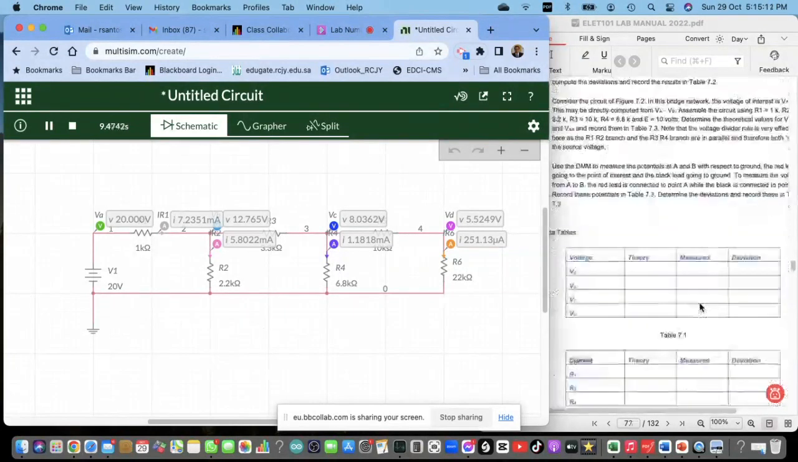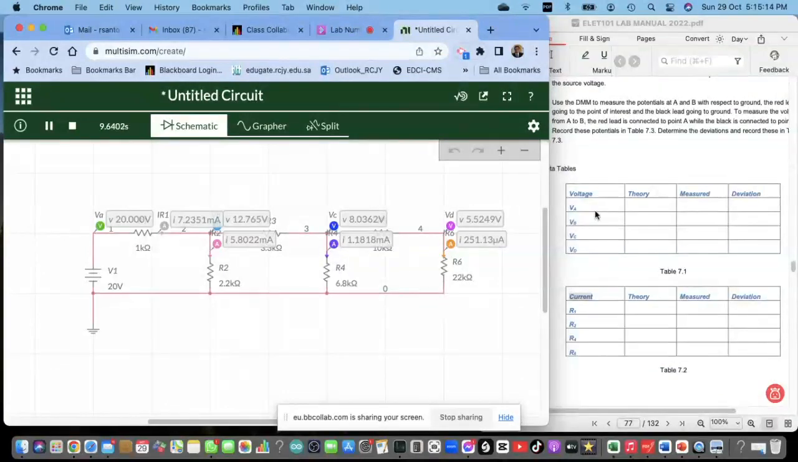All right, in your table, as you can see, we have here two parts. The theory means the calculated value here. We have the measured value here. So these numbers are the measured value. You have to put the numbers in this column, as well as the current in this column also.